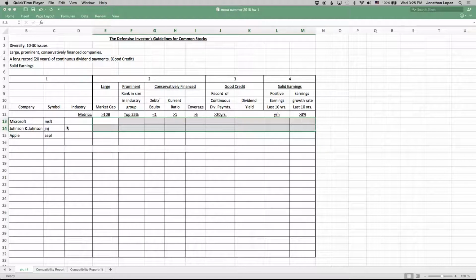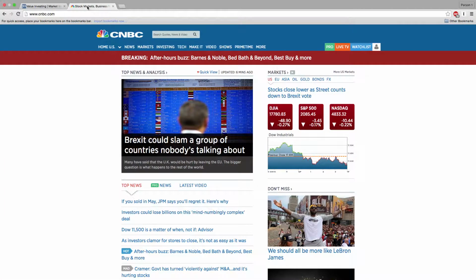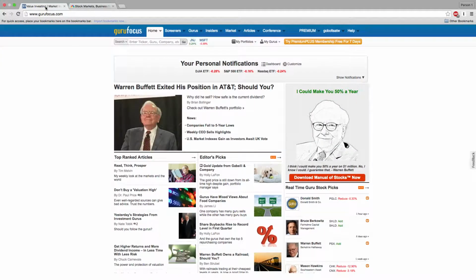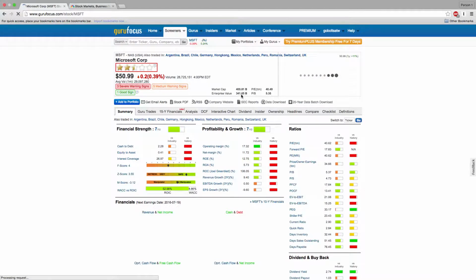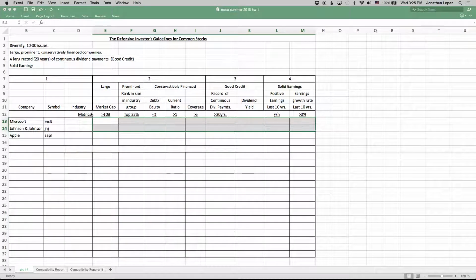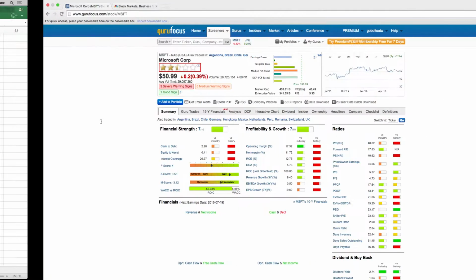So let's do Microsoft, symbol MSFT. First thing we want to do is go to the Guru Focus website, put in the company symbol, MSFT, and then we want to know the market cap, $400 billion. We're going to put that on our spreadsheet here, which means, yes, they are large.